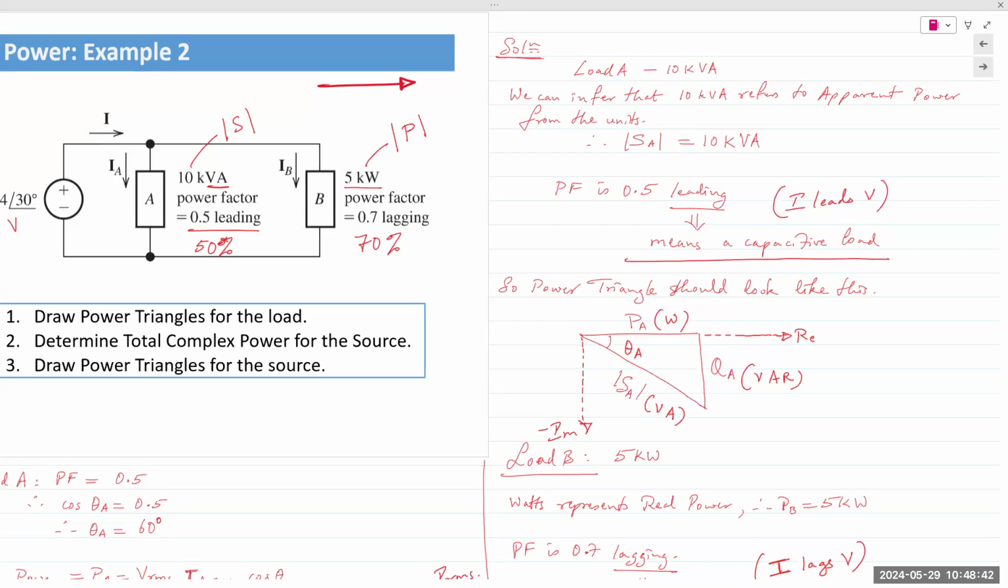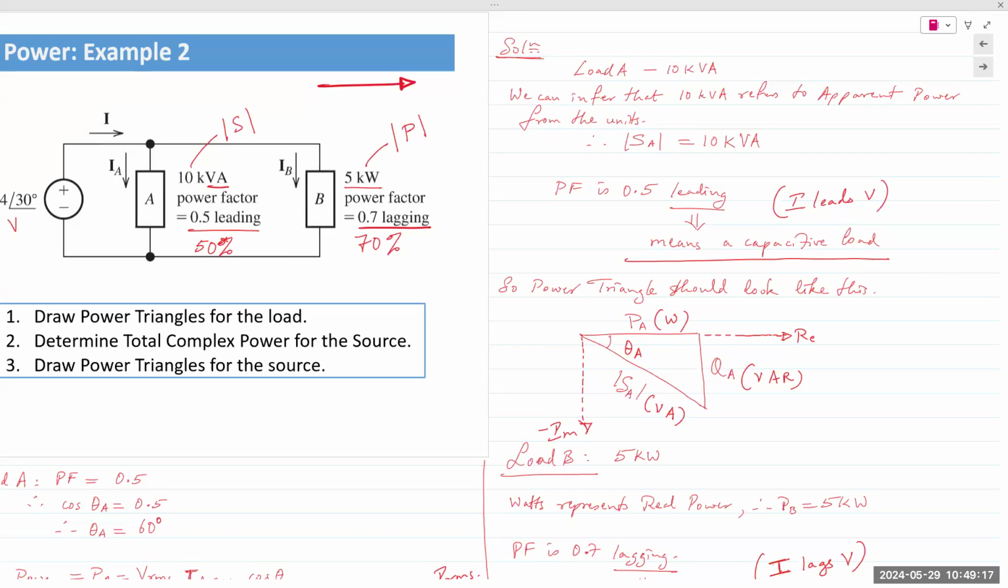Same thing with element B. Element B is given as 0.7 lagging. 0.7 indicates, again, that there is an angle. Cosine of theta is 0.7, meaning theta has some value. If it was 1, cosine of theta would be 1, meaning theta would be 0. But in both cases, you have 0.5 and 0.7. So you do cos inverse or arc cos of 0.5 and 0.7 to find that power angle. That's what the 0.5 and 0.7 indicate.